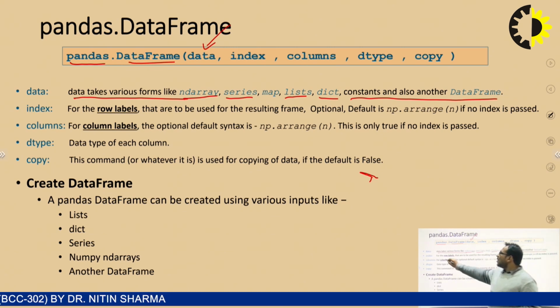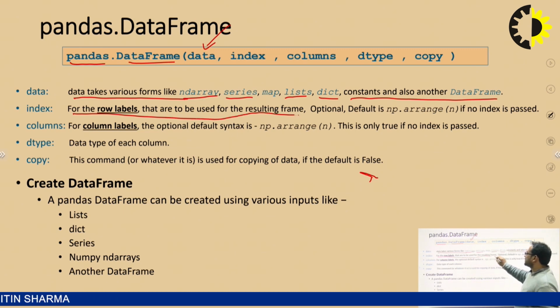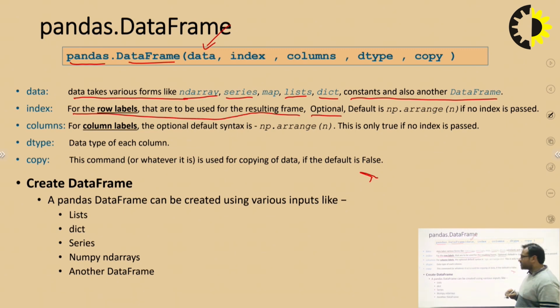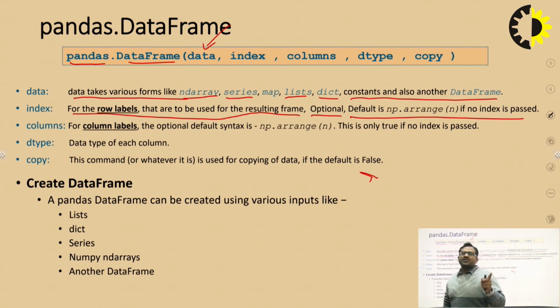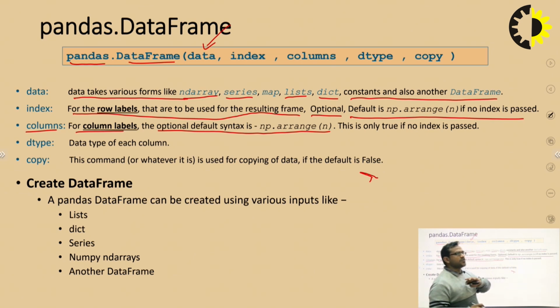Index: the row labels used for the resulting frame. It is optional, and the default is np.arange(n). If no index is passed, it is automatically taken, and the row indexing starts from 0 to n. Similarly, you can use columns for the column labels; the optional default value is np.arange(n). This only applies if no index is passed. If no indexing is passed, the columns are also initialized as 0, 1, 2, 3, this way, right?